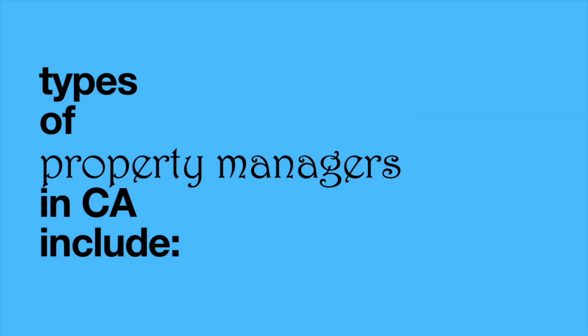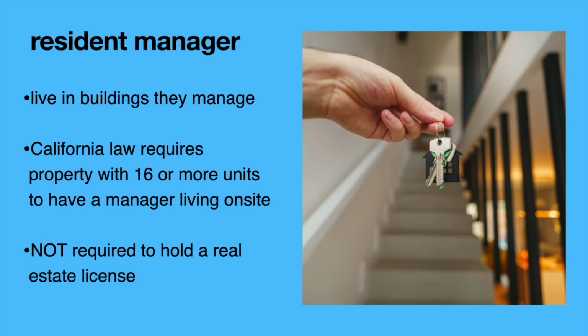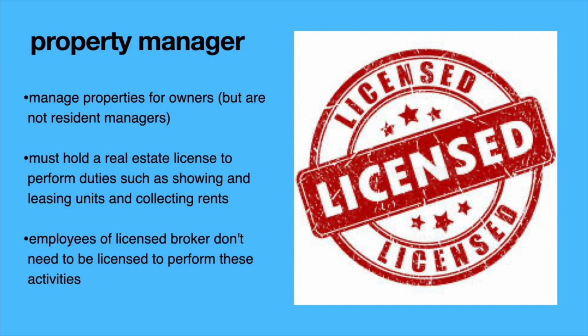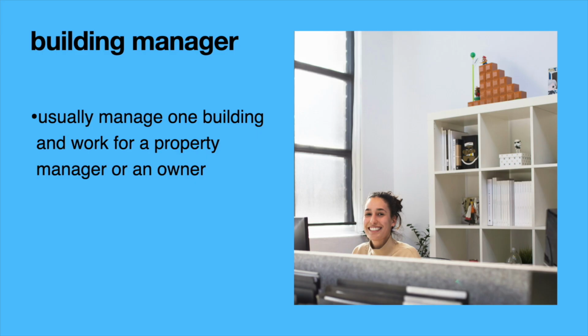Types of property managers in California include resident managers who live in the buildings they manage. California law requires property with 16 or more units to have a manager living on site. This type of property manager is not required to hold a real estate license. Property managers who manage properties for owners, but are not resident managers, must hold a real estate license to perform duties such as showing and leasing units and collecting rents. Employees of the licensed broker don't need to be licensed to perform these activities. Building managers usually manage one building and work for a property manager or an owner.